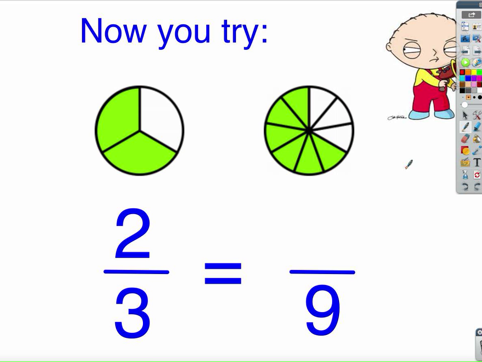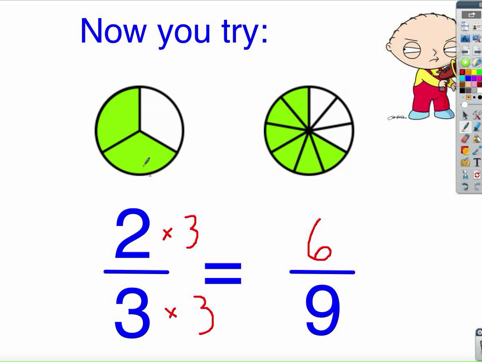Here we have 2/3, and we want to see how many ninths that would be. Okay, so the denominators are done for us here, so we got to see what we did to the 3 to get the 9. Well, our basic math facts tell us that 3 times 3 is 9. The rule is whatever you do to the bottom, you have to do to the top. So if I do 2 times 3, I get 6.